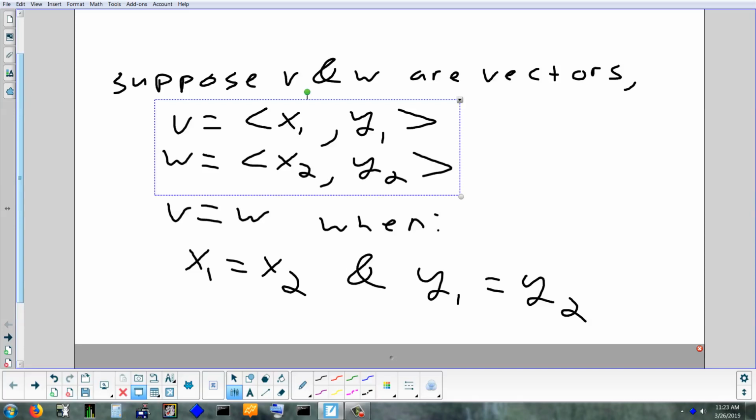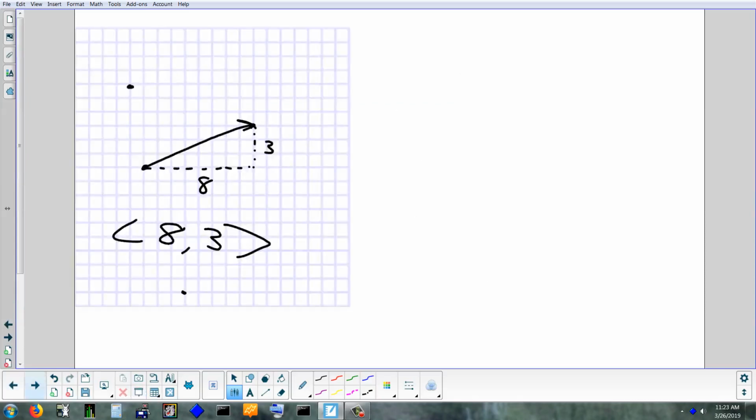Okay, so it says when the x's, x1 and x2, are equal, and y1 and y2 are equal. I said you could draw this vector starting from pretty much anywhere. So let's start here: 1, 2, 3, 4, 5, 6, 7, 8, 1, 2, 3. Those two vectors that I have on the grid are the same vector. They have a different starting point. If you gave the coordinates of the initial point, they're different, and if you gave the coordinates of the terminal point, they're different.